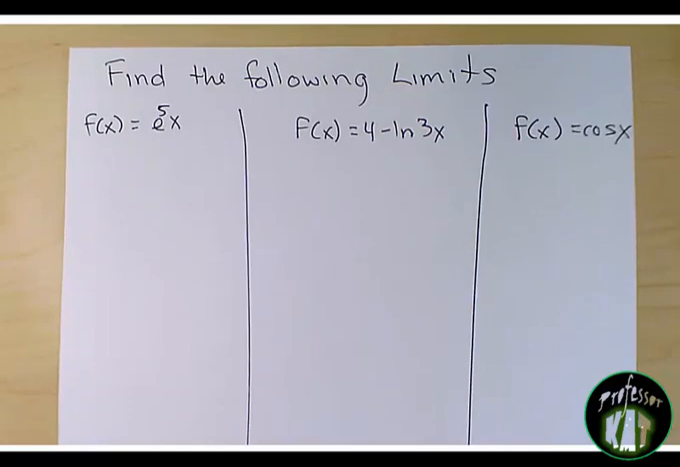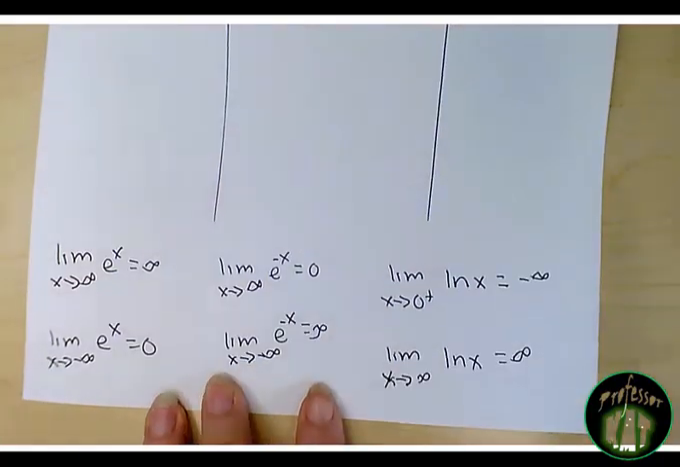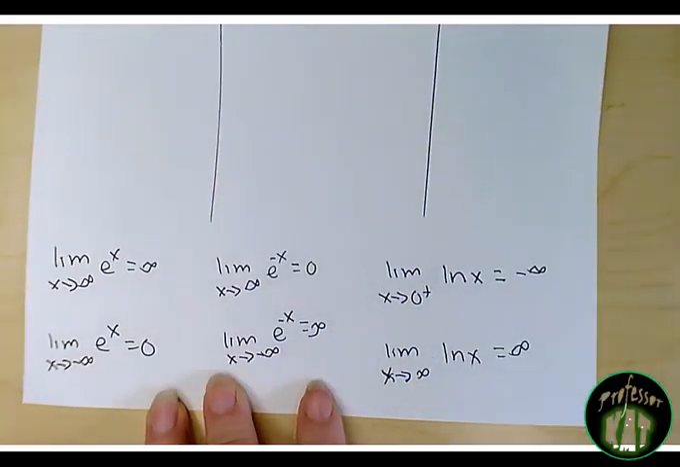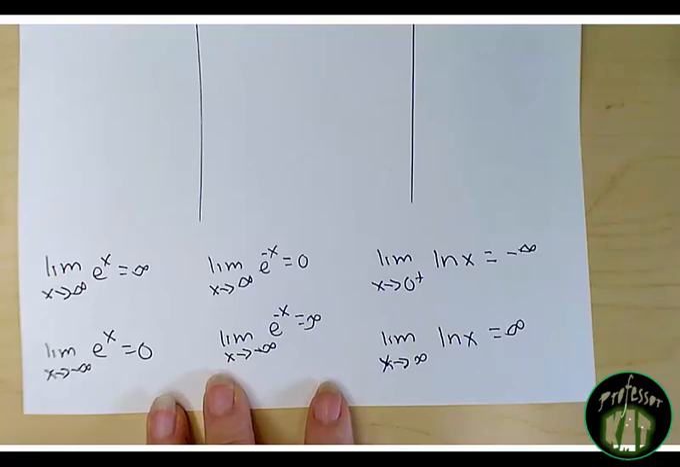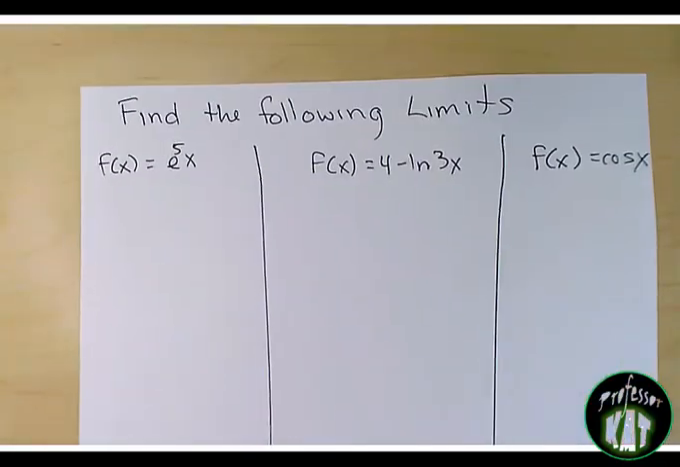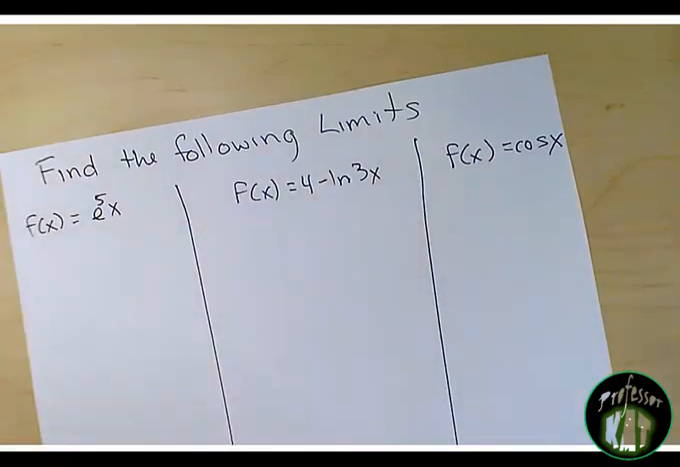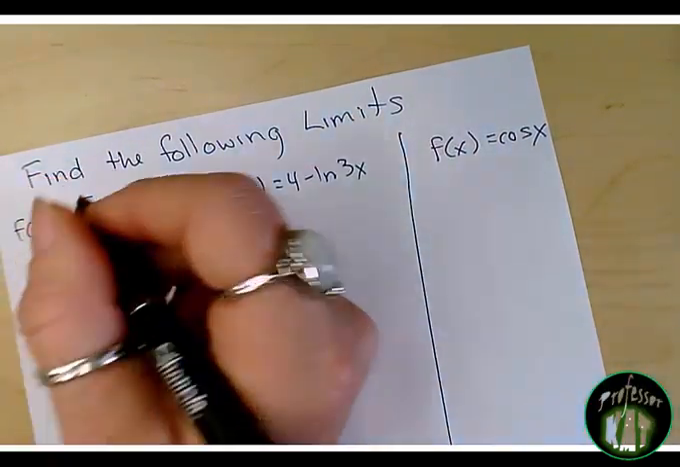So let's find the following limits of these following three problems. And once again, we're going to be taking a look at the limit laws for e to the x and for ln x here. So you might want to pause and just write those down if you feel like you are going to need those. Otherwise, let's jump into our problems here. We are going to find the limit for positive and negative infinity for each one of these.